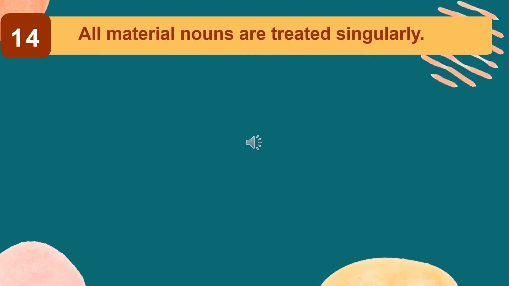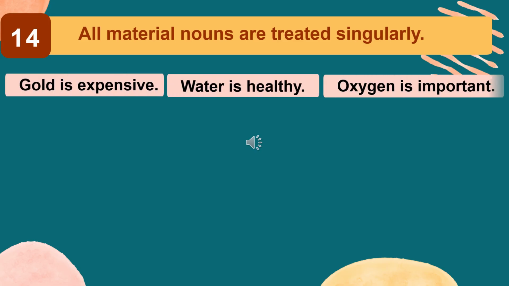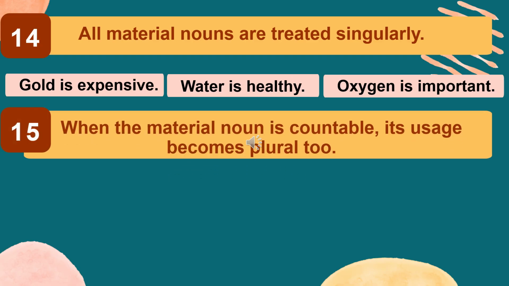Rule 14, material nouns are singular. Material nouns, names of substances like gold, water, oxygen, are uncountable and are always treated as singular. They take a singular verb. Let's look at the examples. Gold is expensive. Water is healthy. Oxygen is important. Remember, when referring to the substance as a whole, it is singular and cannot be used with a or an.